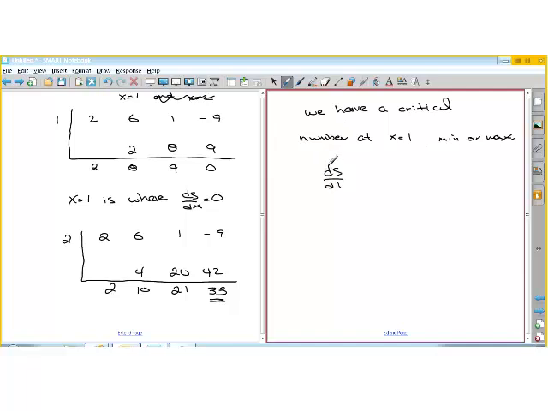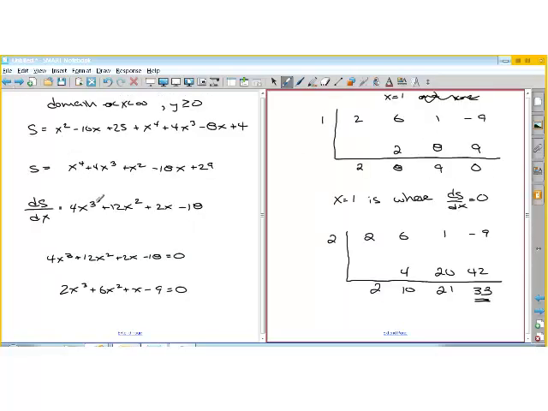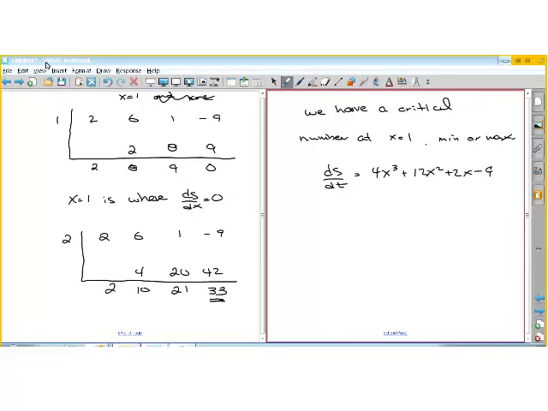So ds dt was equal to, well, actually it was twice this. It was 4x cubed plus 12x squared plus 2x minus 18. Is that correct? 4x cubed, 12x squared, 2x, negative 18. Yeah, I forgot to multiply that by 2. Okay, so that was the first derivative.